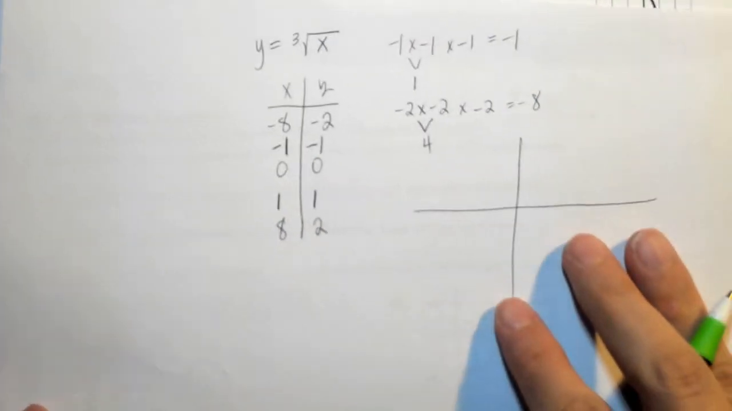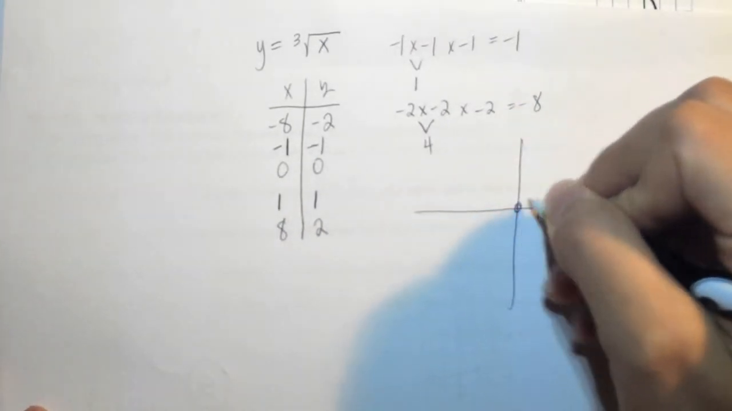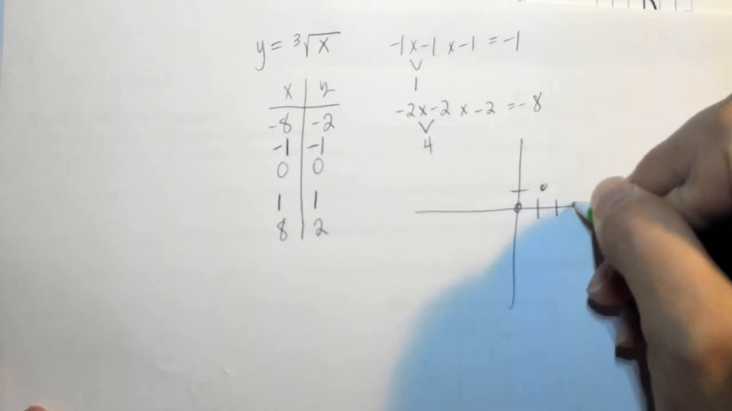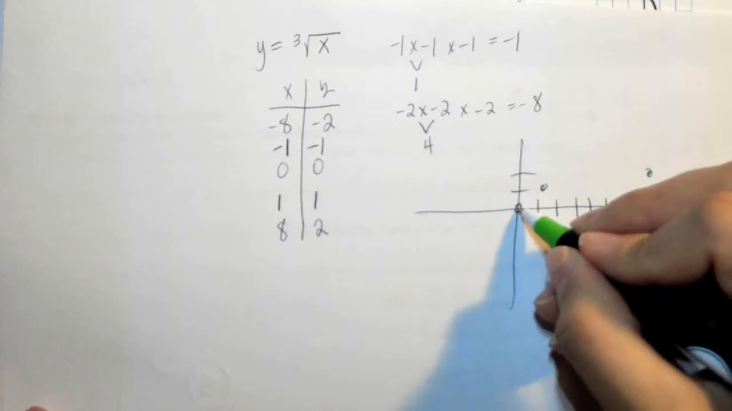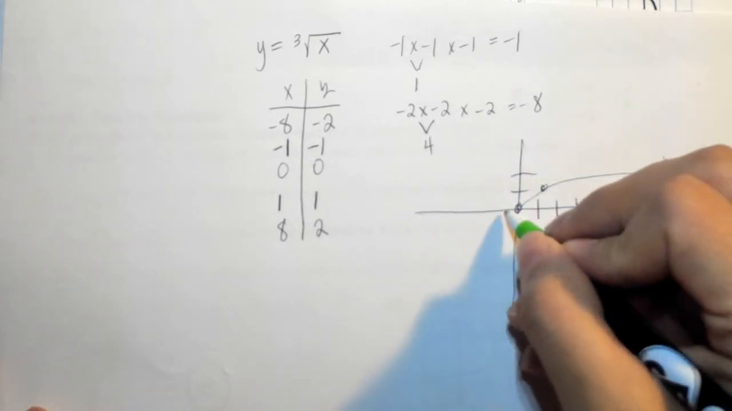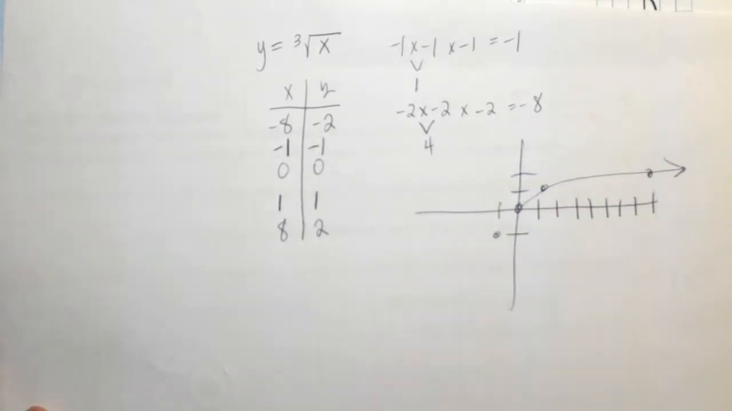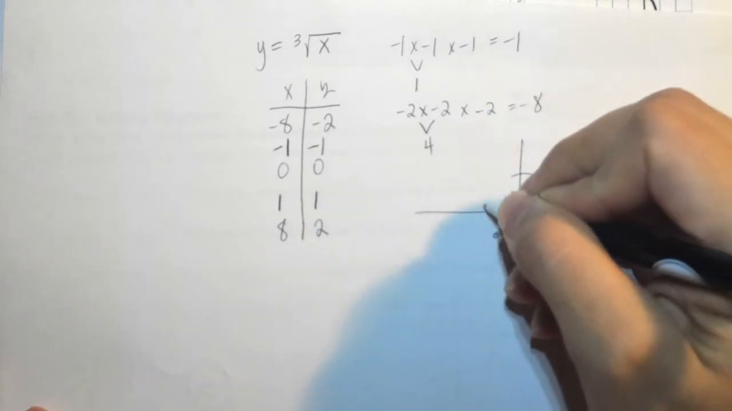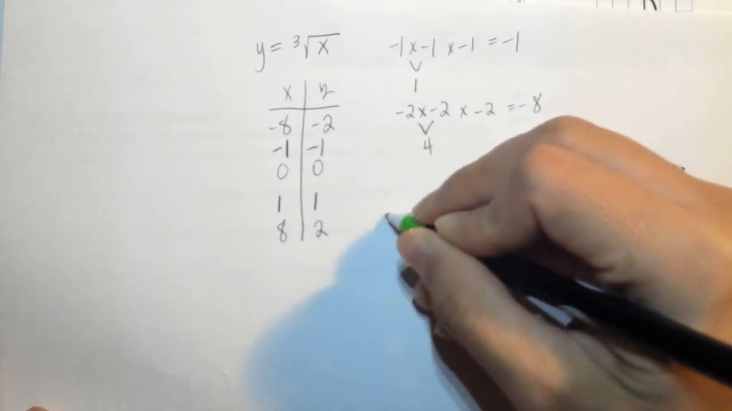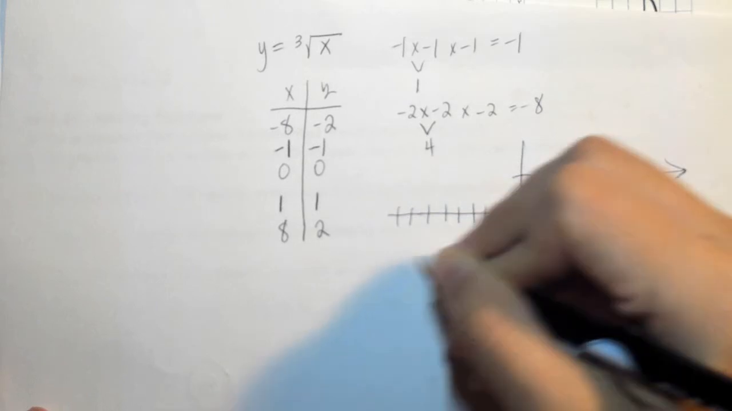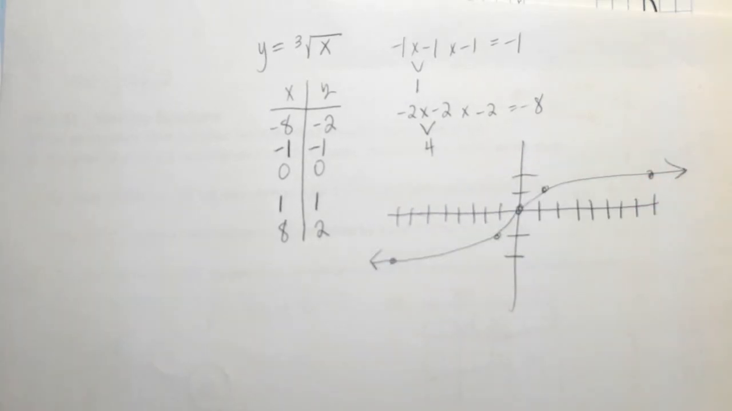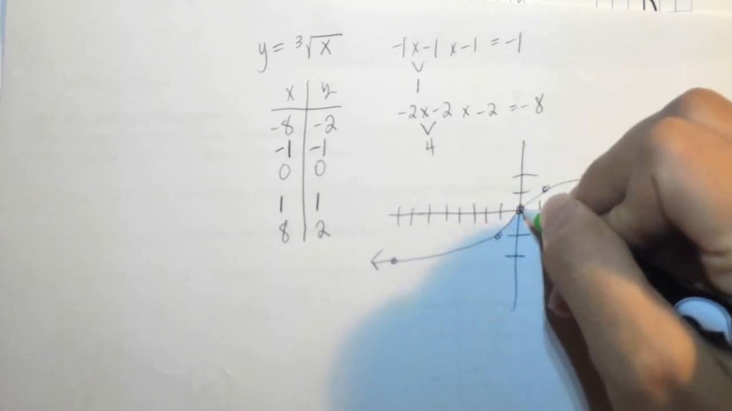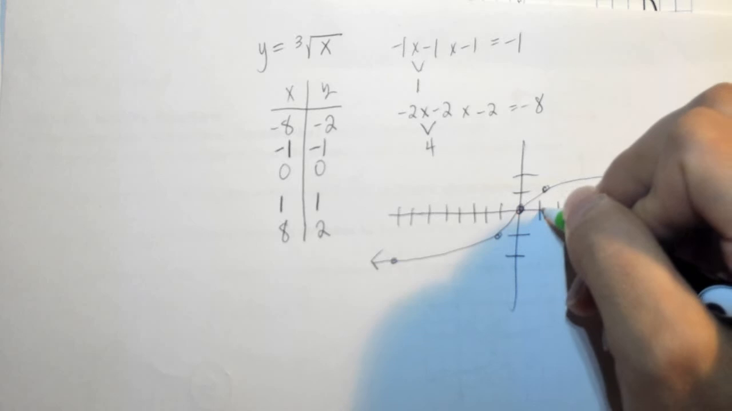So I'm going to go ahead and do a quick sketch. I have (0, 0), (1, 1), and (8, 2). There's this right portion of my graph. Then left 1, down 1, and then left 8, down 2, right here. So this is the cube root function, and if you can see here, we start at the origin, and then our next pretty point is you go right 1, up 1.